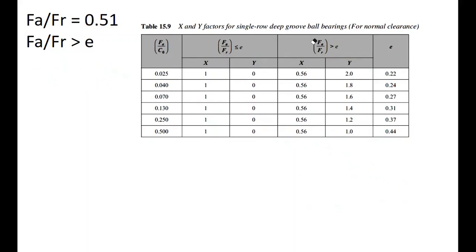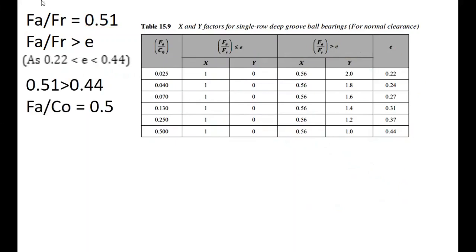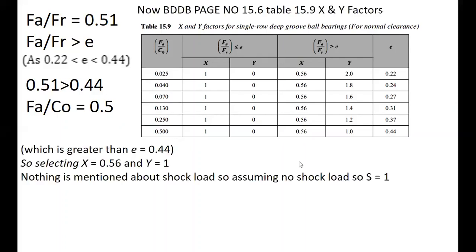So FA upon FR, we found out that it is greater than 0.44. FA upon CO is exactly 0.5, right? You can see here, FA upon CO is exactly 0.5. So we are going to select the Y value in front of 0.5, that is 1. So X is 0.56, Y is 1.